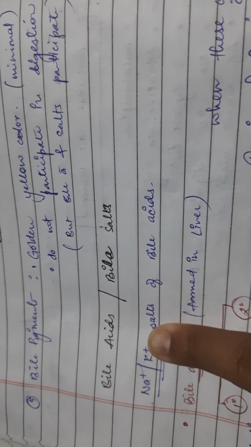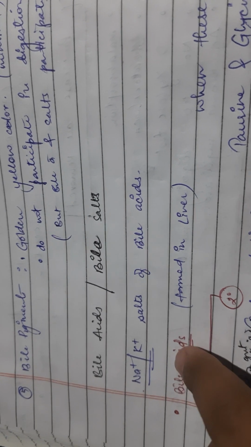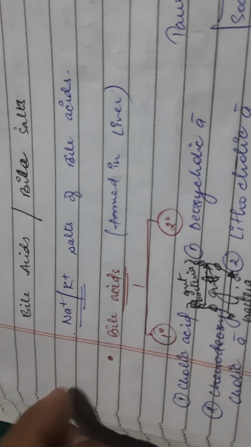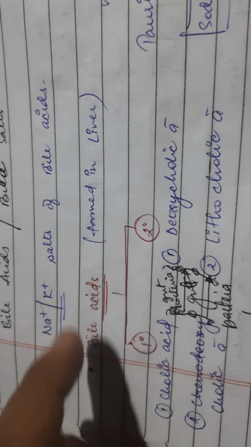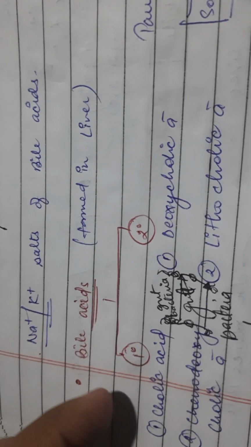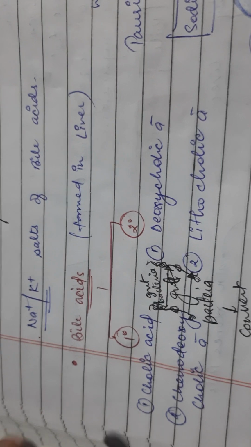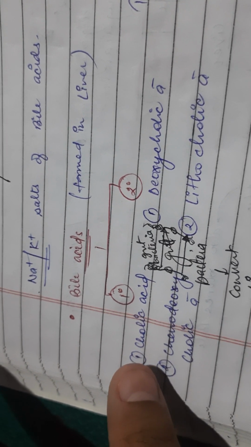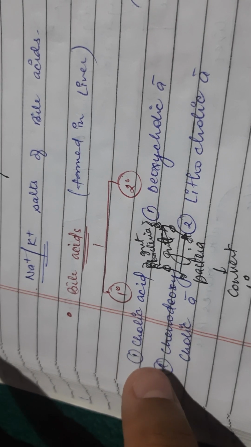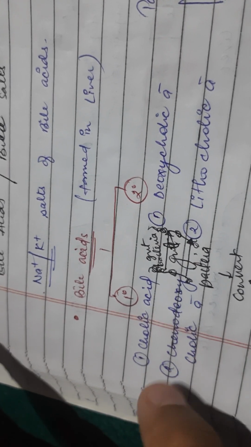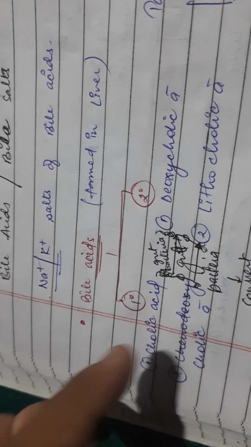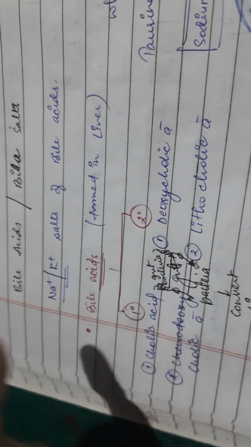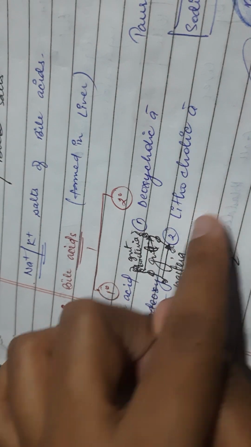Now bile acids and salts: sodium or potassium salts of bile acids. Bile acids are also formed in the liver, and are of two types: primary and secondary. Primary are cholic acid and chenodeoxycholic acid. Secondary are deoxycholic acid and lithocholic acid.